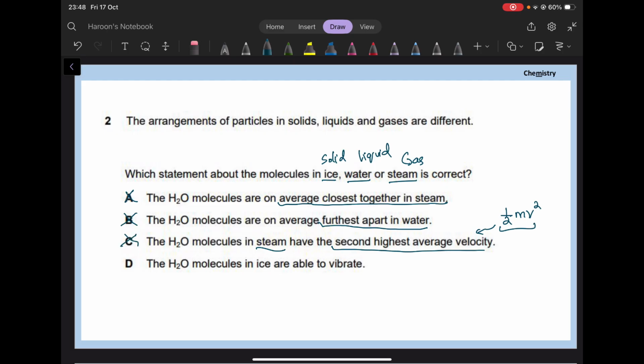The H2O molecules in ice solids are able to vibrate. Yes, they are. In solids, there is no movement around. They can't move around here and there. They can only vibrate about their fixed positions. So D is the answer.